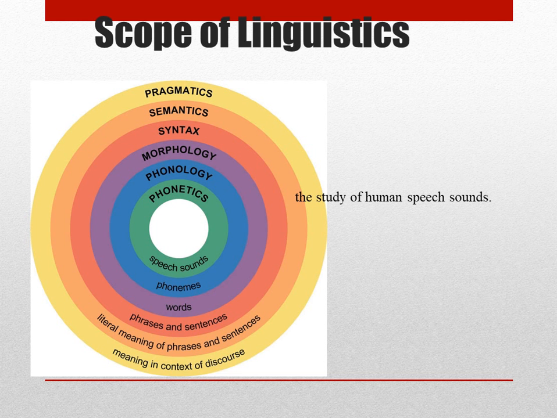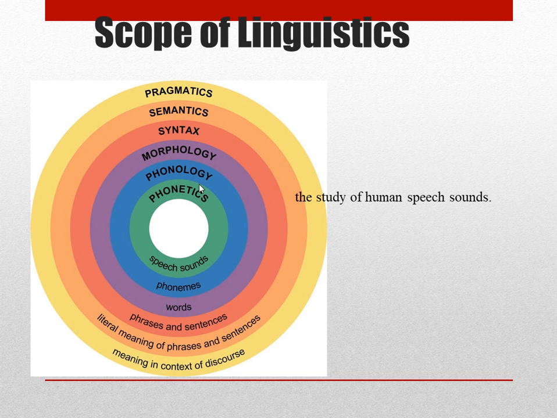We also have alveolars, sounds that are produced by the use of the tip of the tongue and the roof of the mouth, and so on and so forth. So phonetics is concerned with the production of human speech sounds. Also, phonetics is concerned with the perception of human speech sounds, or the manner of speech sounds. For example, we have fricatives, sounds that are produced by friction. We have stops, sounds that are produced with explosion, and so on and so forth.